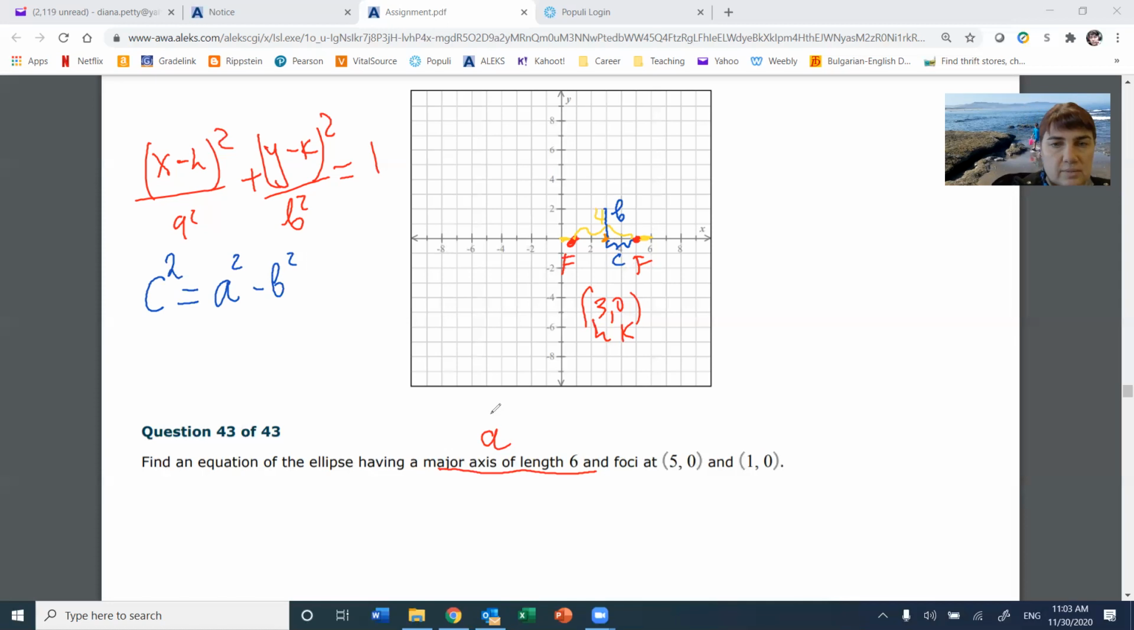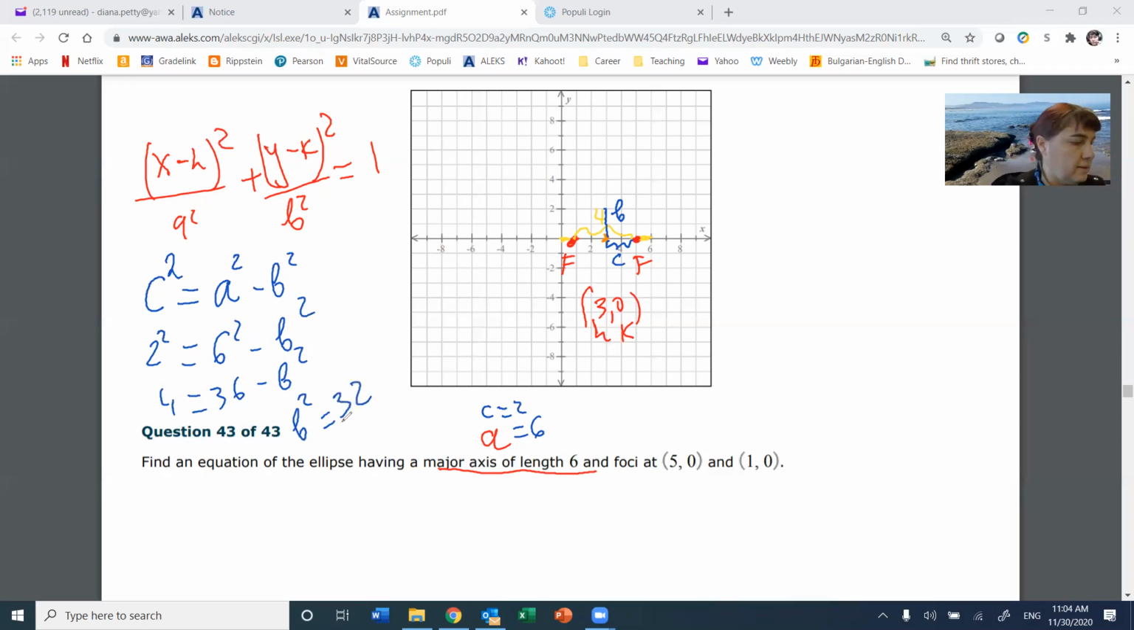So let me write here somewhere. c equals 2, a equals 6. So c squared, so 2 squared equals 6 squared minus b squared. So this is 4 equals 36 minus b squared. So I move b squared to the other side and I get 36 minus 4, which is 32.